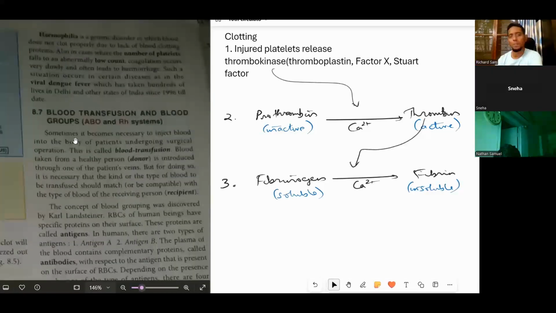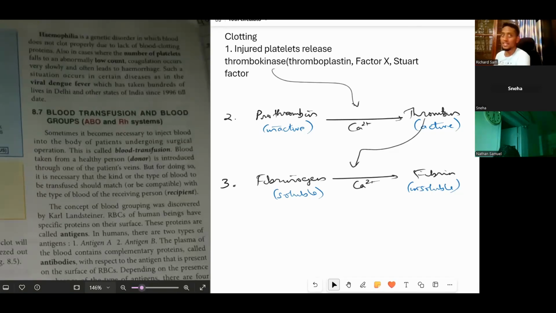What is hemophilia? We studied genetics, in that we studied about hemophilia. Do you remember what's hemophilia? Hemophilia is the inability of blood to clot. It cannot clot. So even if you get cut, it won't clot. So what's going to happen then? Yeah, blood will keep flowing out. A person can even die with a small cut if he has hemophilia.